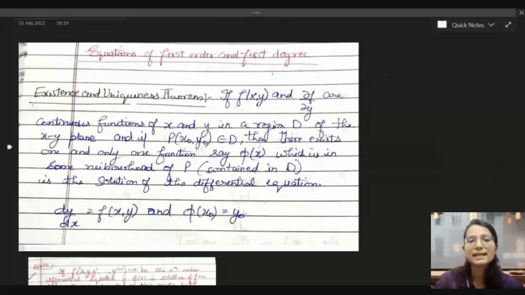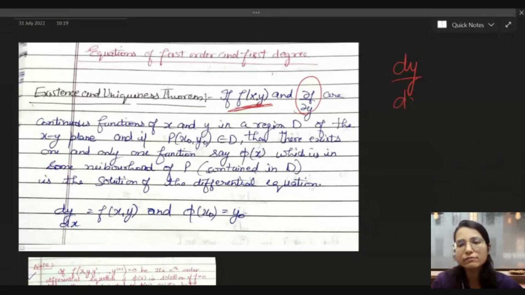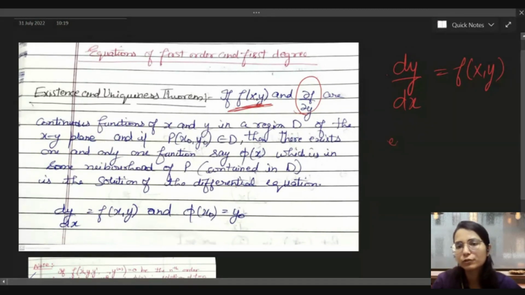So what does it say? The existence and uniqueness theorem. What does it say? If f of x, y and del f over del y. What is del f over del y? Let's say you have a differential equation dy over dx is equal to f of x, y. For example, you might be wondering what kind of differential equation this is?